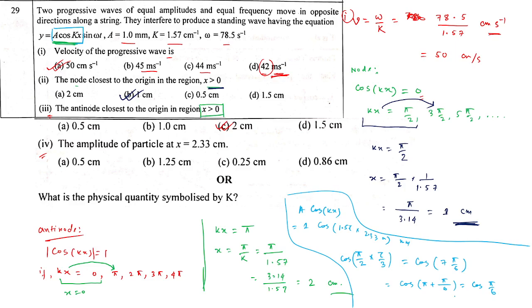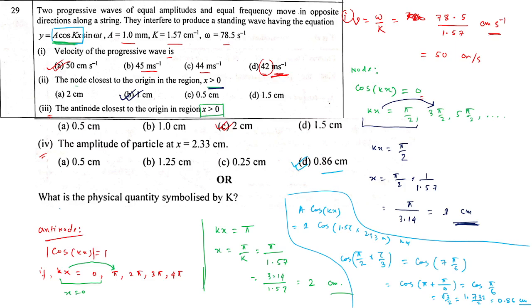Correct. And cos pi by 6, that is cos 30 degree, and the value of cos 30 is equal to root 3 by 2. You have to remember the value of root 3, this will help you. 1.732 by 2, and finally we will have 0.86 centimeter. Correct. So option D is correct.